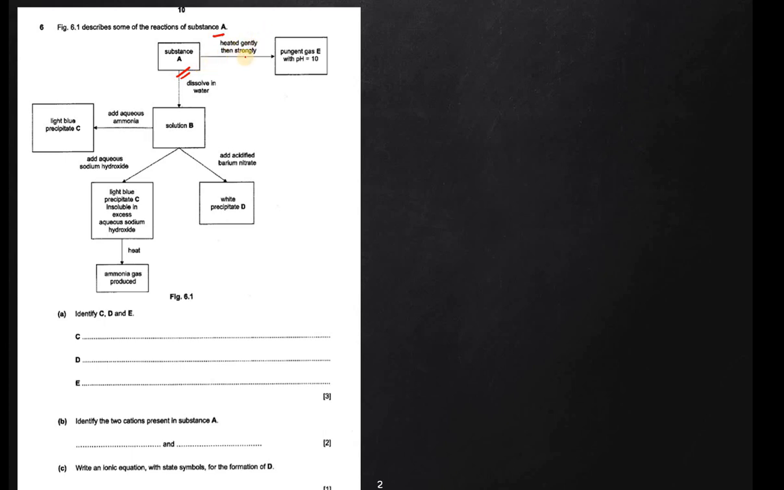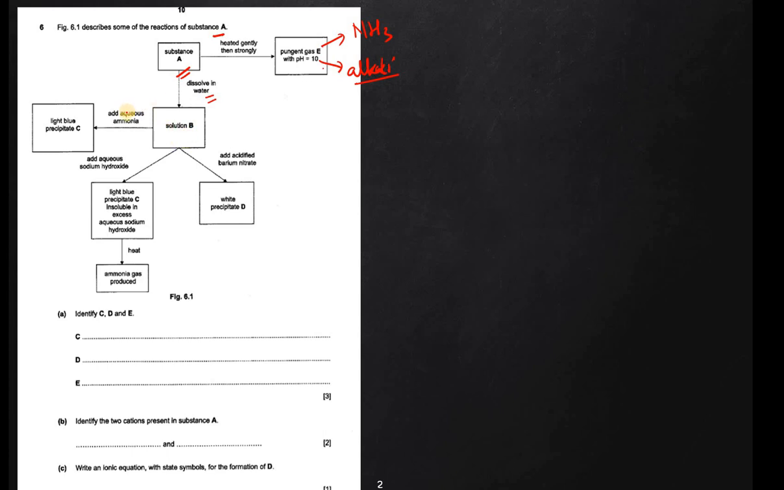When heated gently then strongly, the pungent gas E with pH 10 is indicating two things. First, they are telling about a pungent gas, it means it is ammonia gas, which has a very peculiar smell, and it is alkaline in nature. So the two hints make sure that yes, it is ammonia. So E is confirmed. When dissolved in water, it gives you solution B. It means whatever substance is here, it is completely dissolved in water and forming a solution.